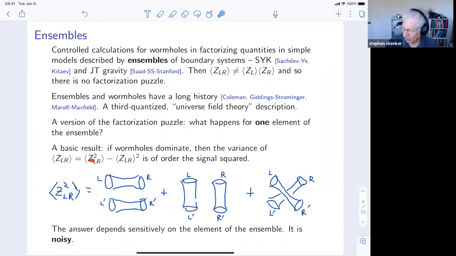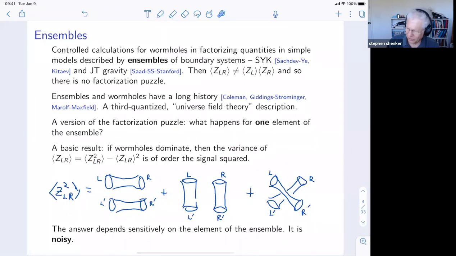Now, it's a basic result that if you're in a situation where wormholes dominate, then the variance of the combined system, which is the average of the square minus the square of the average, is of order the signal squared. That means there's lots of fluctuations, okay? If the standard deviation is of order of the signal, that's a lot of fluctuations. Well, how do you calculate this?